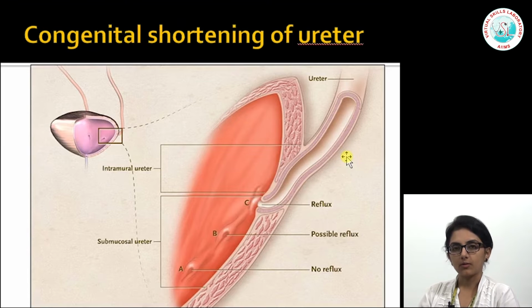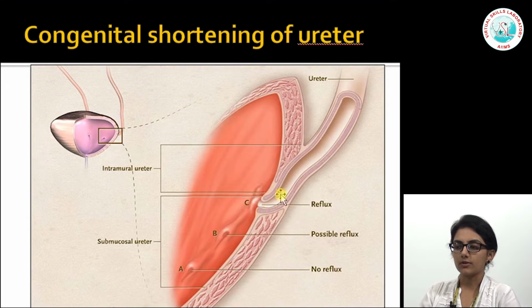One major cause of vesico-ureteral reflux is congenital shortening of the ureter, and this picture here shows us what happens. The ureter has two parts. One part within the bladder is within the muscle, which is the intramural ureter, and then it has a course in the submucosa before it opens into the bladder. In the normal situation, which is situation A, as you can see here, there is a good enough length of the ureter traveling through the muscle before it opens into the submucosa, as a result of which it will be pinched tightly closed during voiding, and therefore there will be no reflux.